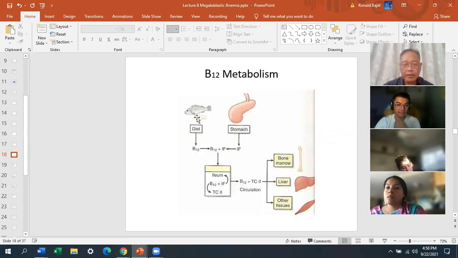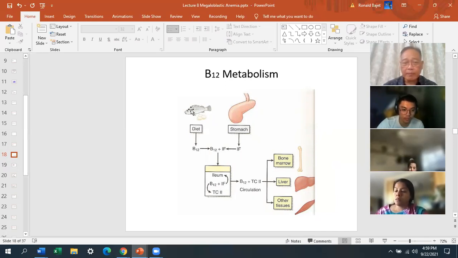Okay, this is where you get your B12. You get it from the meat source. B12 comes from here. And on this side here, you have your stomach. And inside the stomach, you have cells called parietal cells. I'll show you the spelling later, parietal cells. And the parietal cells will produce what's called intrinsic factor. So B12 here, intrinsic factor here.